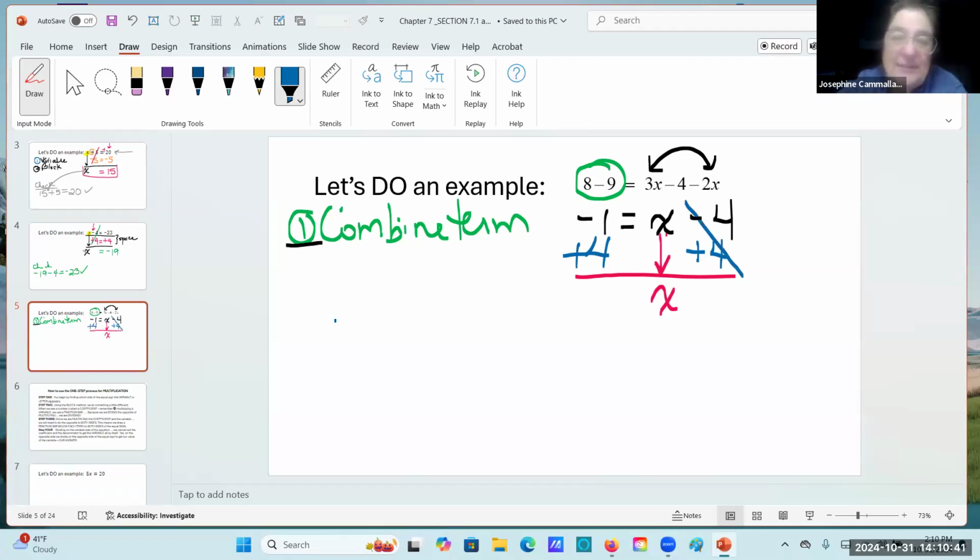This is going to cancel. And notice my red x is on the right side and it's all by itself. But I have a positive 4 and a negative 1, which is giving me a positive 3. This is my answer. Okay. Now, this is what we call one step for the addition and subtraction property.